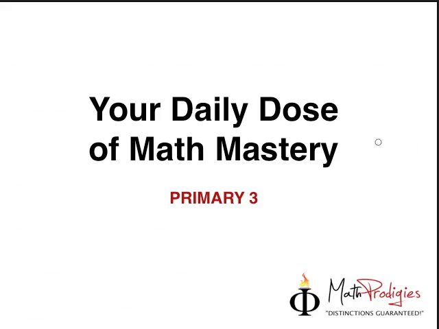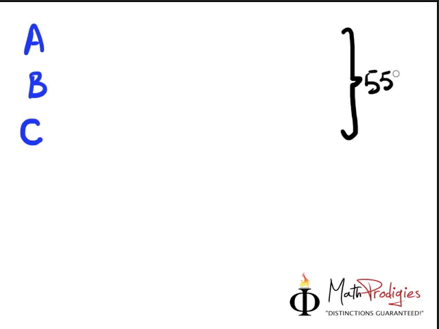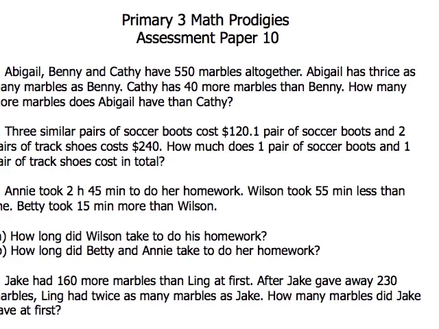Just chill out, relax, breathe, and now let's start doing it. So we write A, B, C. That's the first thing we do. Okay. So Abigail, Benny, and Kathy have a total of how many? 550. So I don't know how big I'm going to draw the model, but I'm just going to write this down here. 550 marbles.